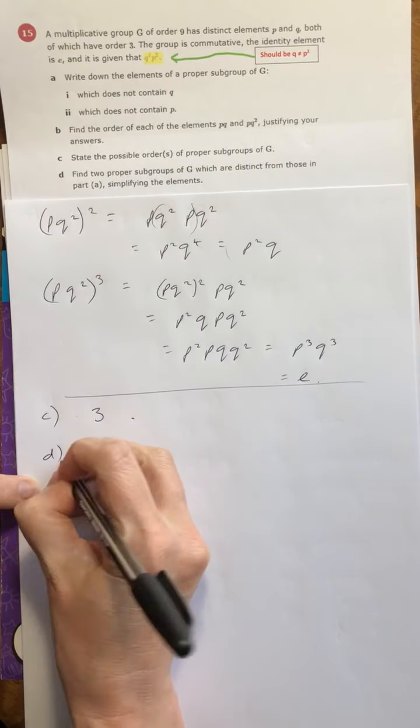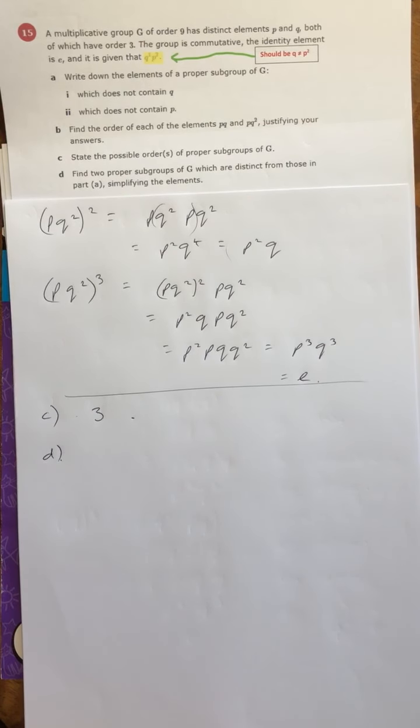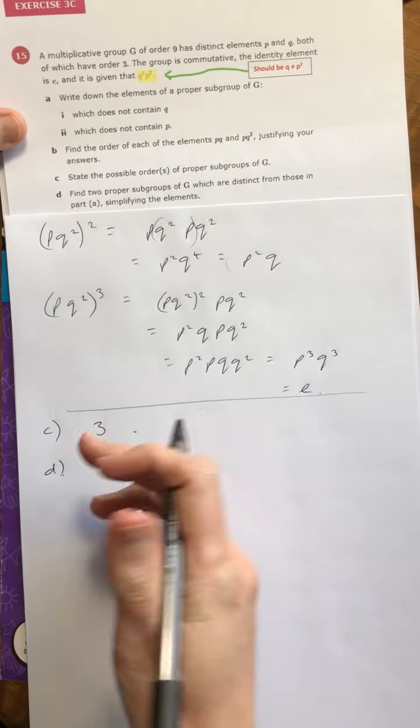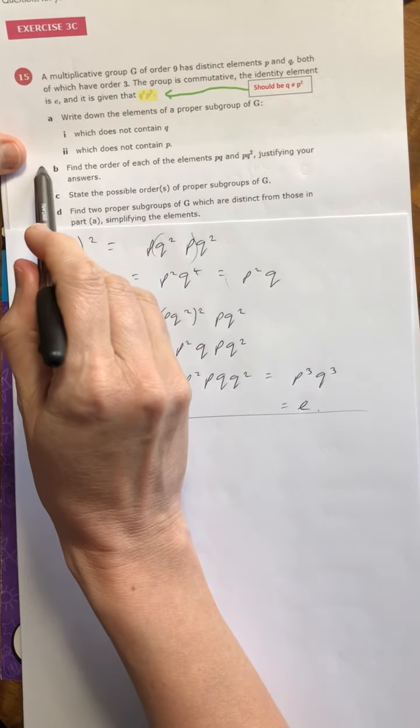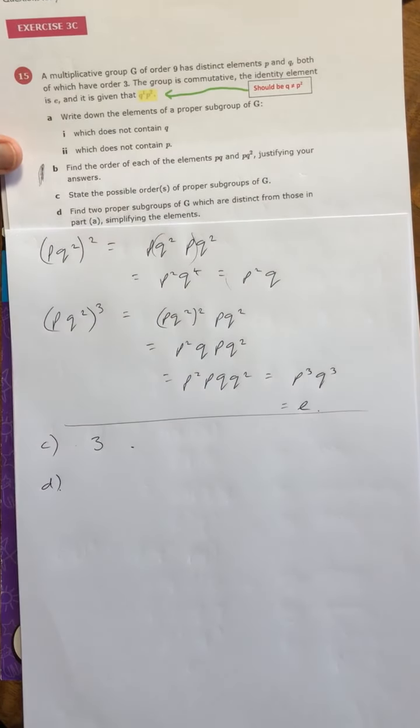And then D, this is quite interesting. Find 2 proper subgroups of G which are distinct from those in part A, simplifying the elements. You might think, oh gosh, do I have to do a group table? You might think, well, should I just find the orders of some elements? But I think exam questions, I know examiners are horrible, but sometimes they can be helpful. We had to do quite a little bit of work, didn't we, in B?